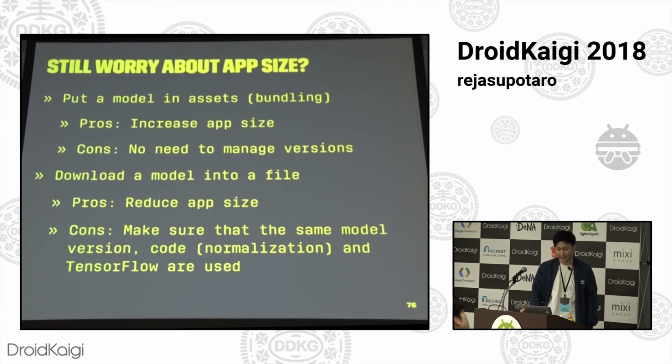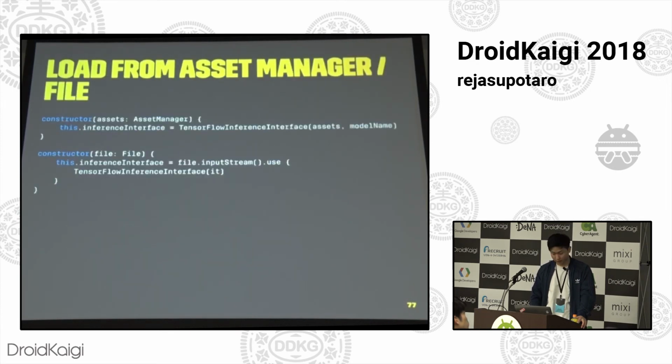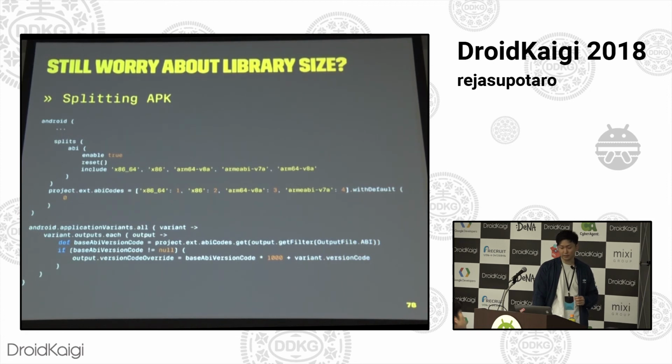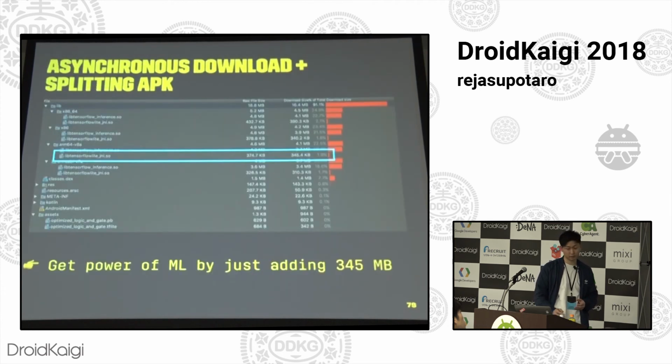After transforming a model, the size became a few megabytes. I think it's small enough in most cases, but if you don't want to put the model in the app, we can download the model from the network. It's not a hassle, just give a file to the interface. There are pros and cons, so it's up to the requirement. If you worry about the library size, we can split the app by CPU architecture as well. And if we apply both, the app is now much smaller. You get the power of machine learning by adding an extra 300 kilobytes.